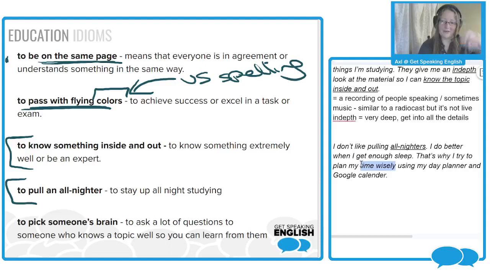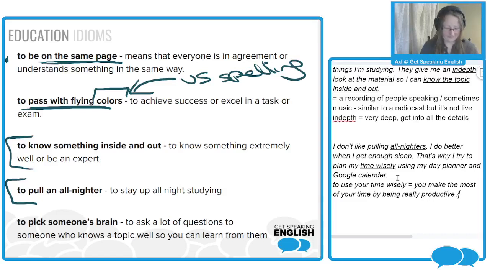So if you plan your time wisely, or if you use your time wisely, that means you make the most of your time by being really productive. You don't waste it. So it's sort of like another common idiomatic phrase that we might say, to use your time wisely.